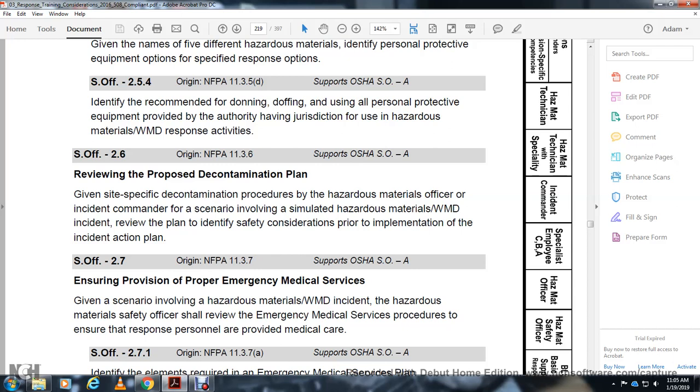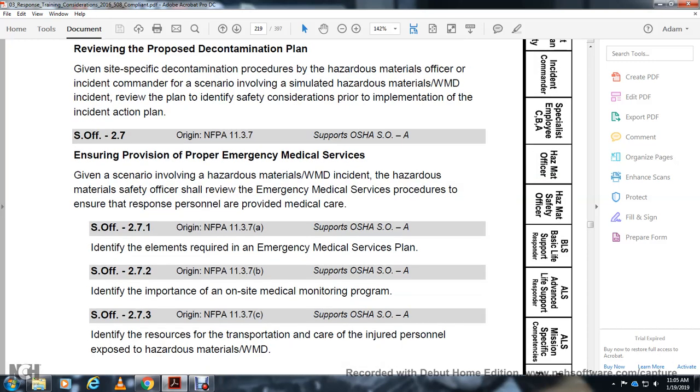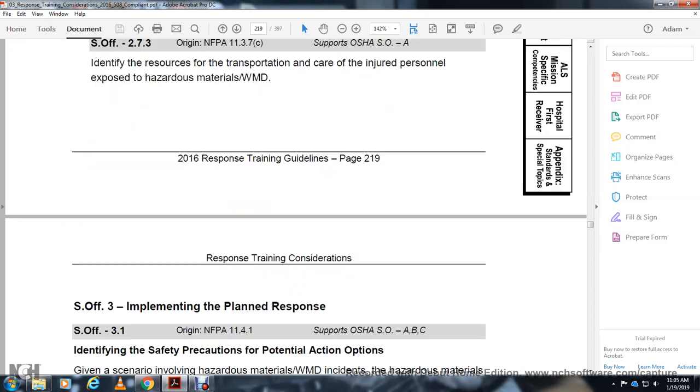Ensure the provision of proper emergency medical services for the hazardous material weapon of mass destruction incident. Review the emergency medical service procedure that ensures the response personnel are provided medical care. Identify elements required in the emergency medical service plan, identify the importance of an on-site medical monitoring program, and identify the resources for transportation and care of injured personnel in a hazardous material weapon of mass destruction incident.